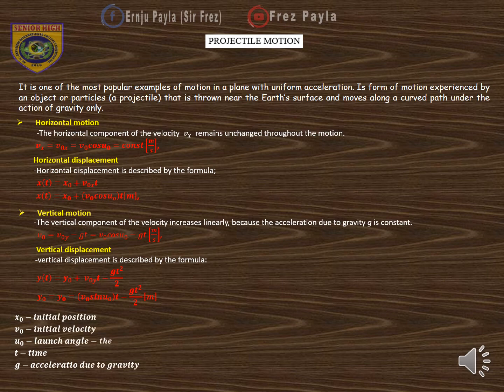So, ito yan siya. y sub 0 is yan siya, ang tinatawag nating initial position. v sub 0 is initial velocity. Theta sub 0 is launch angle or the angle between v sub 0 and positive direction of the x-axis. t is time. g is acceleration due to gravity.